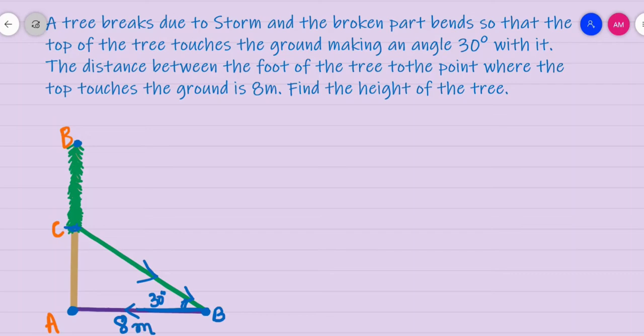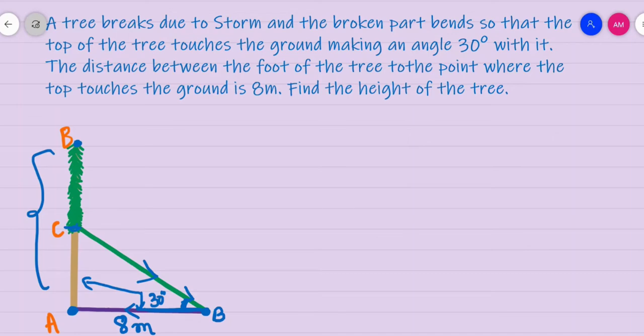That means you have to find AC and BC both, because AB is your height. Now see, angle B is 30 degree. AC is your opposite side and AB is your adjacent side. Now by opposite side and adjacent side, what do you get?